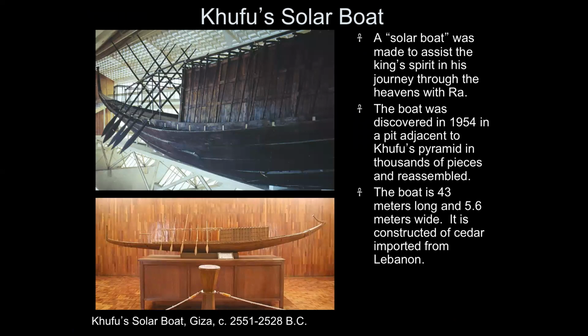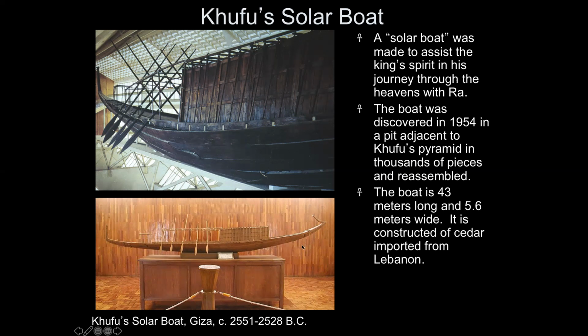So this is a really interesting find because the pyramids are huge structures, and since the time they were built, they were known by people that visited. So it's amazing to find something relatively recently, this is 1954, around the pyramids, since there have been digs there for a long time. So this is called a solar boat. And the idea with this was that it was made to assist the king's spirit in the journey through the heavens with Ra. And the boat was discovered in 1954 in a pit adjacent to Khufu's pyramid in thousands of pieces and reassembled. This is the picture of the actual boat that was buried next to the pyramid.